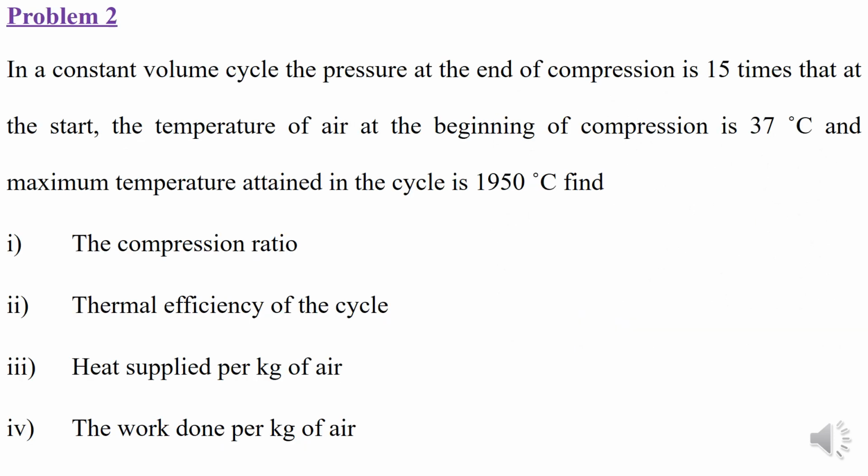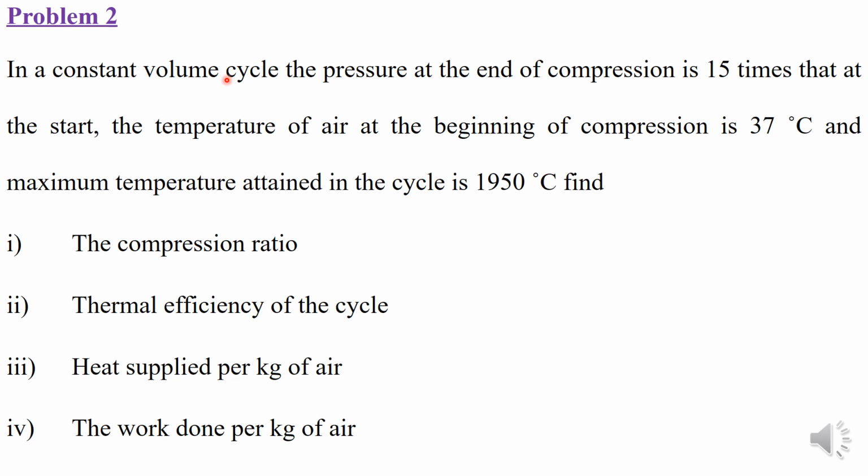On to the second problem. In constant volume cycle, so here they have given constant volume cycle, that is nothing but Otto cycle only. Otto cycle is another name given as constant volume cycle because heat addition takes place at constant volume. Similarly, the Diesel cycle is known as constant pressure cycle because heat addition takes place at constant pressure. Whereas the dual cycle is known as limited pressure cycle.